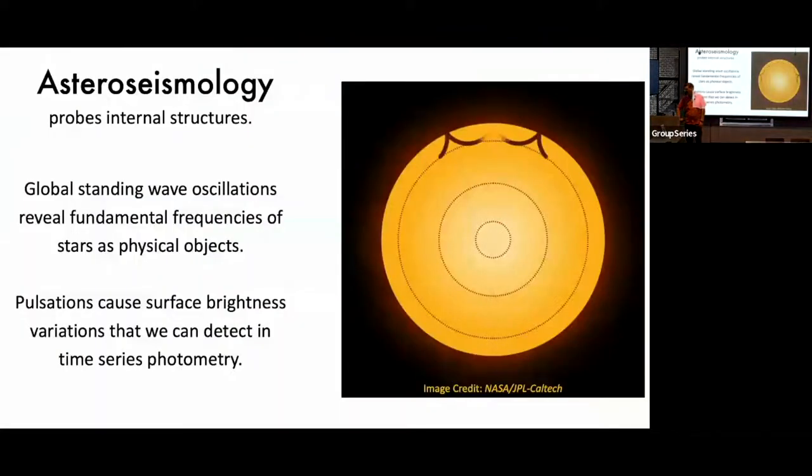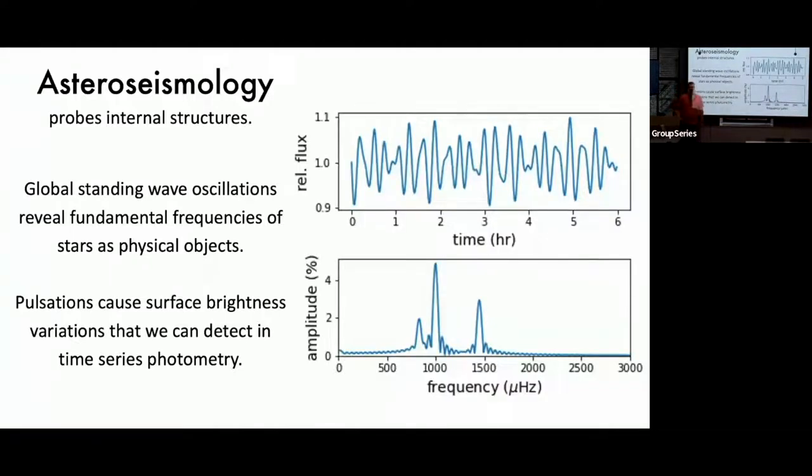This talk will be focusing on asteroseismology, where standing wave oscillations of the stars allow us to probe the interior conditions of these objects. Pulsating stars resonate at a bunch of normal mode frequencies that are very sensitive to the structures of these physical objects. The pulsations cause brightness variations that we can measure in precise time series photometry. From the analysis of those frequencies, we can compare to models to try to infer something about the interior structures of these stars.